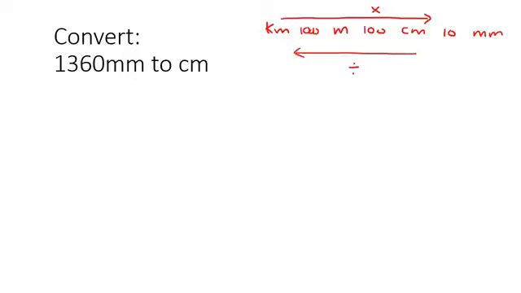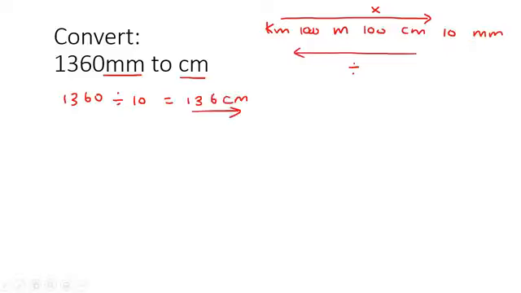They want us to convert millimeters to centimeters. So we're going to go here, millimeters, to centimeters. So we're going in this direction, so we will divide. What will we divide with? Well, we will divide with 10. So we will say 1360 divided by 10. You can do that on your calculator, and that'll give you 136 centimeters.